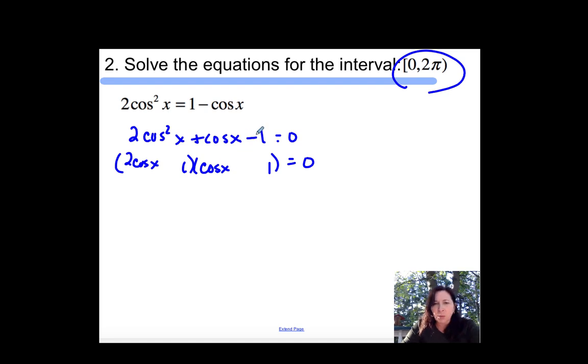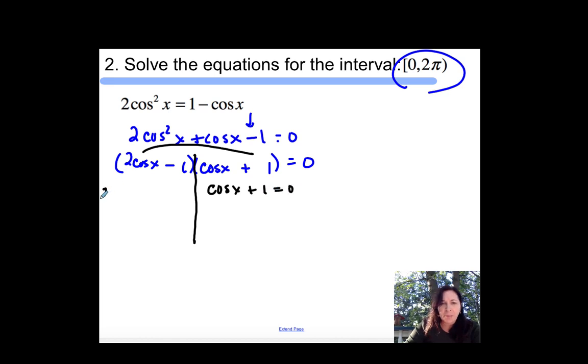But now I need to figure out what's going to multiply to be -1, but add up to be cosine. So this is going to be negative here, positive here. Because when I check, 2 times 1 is 2, minus 1 is 1, and that's going to mean my positive 1. So that being said, now we're going to split this up into 2 parts, and both sides are going to set equal to 0. So we have cosine of x plus 1 equals 0, and we have 2 cosine of x minus 1 is equal to 0. Cosine of x is equal to -1.